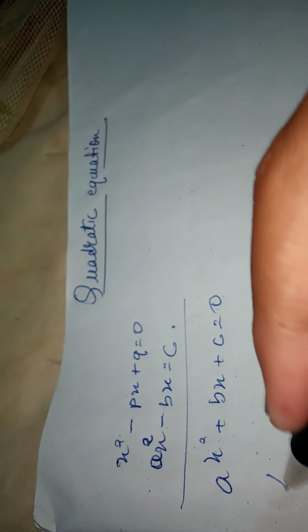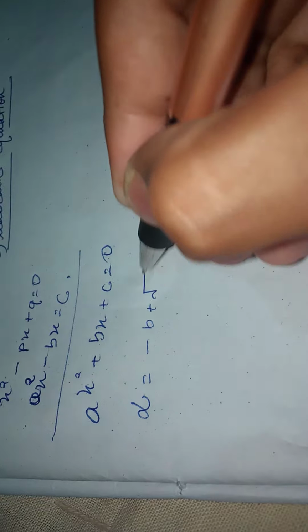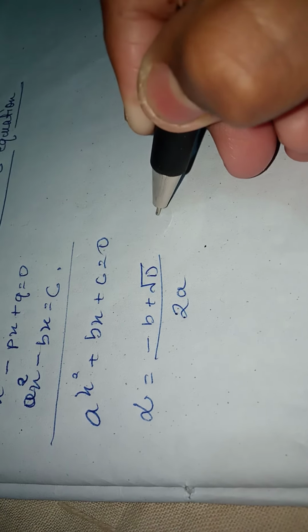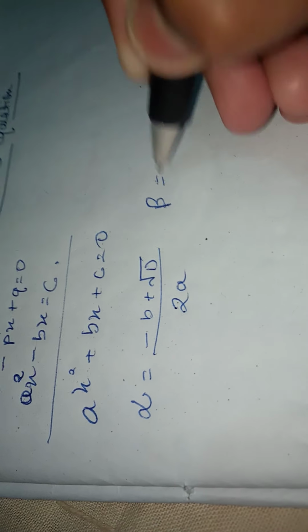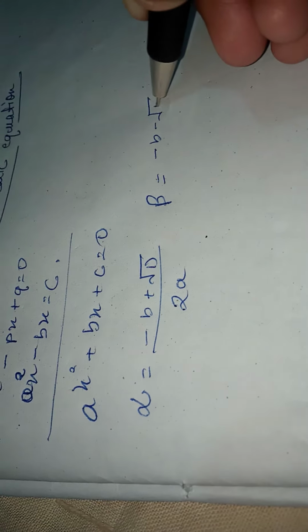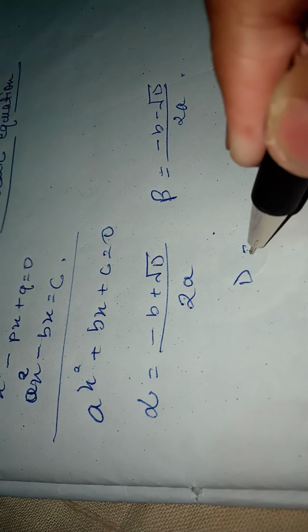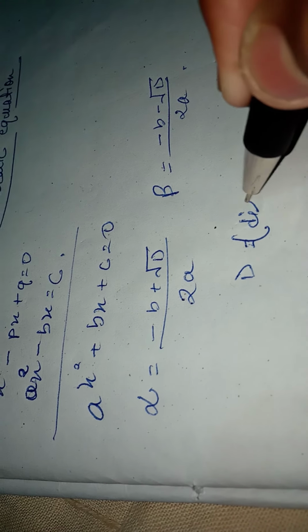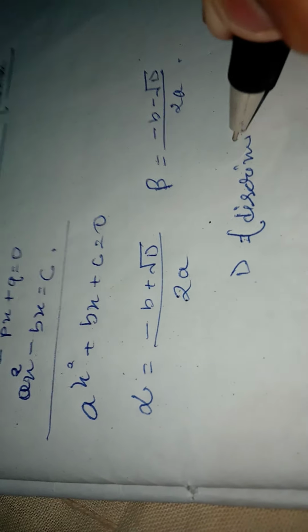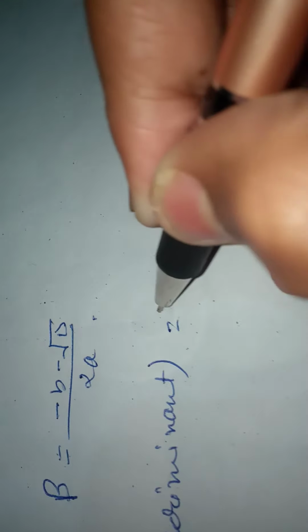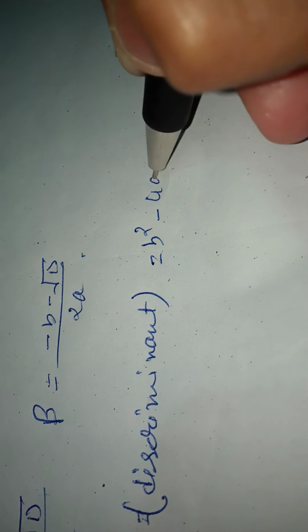He derived two formulas. One is alpha equals minus b plus root under D by 2a, and the other, beta equals minus b minus root under D by 2a. D is known as the discriminant, and it is b square minus 4ac.